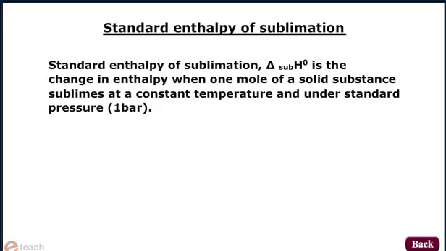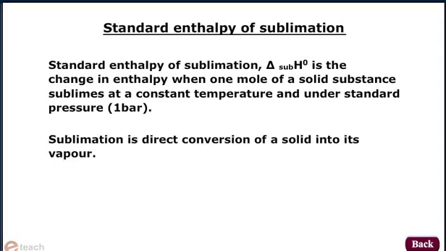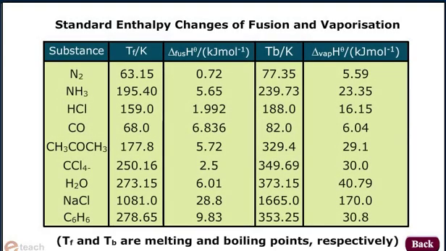We now study standard enthalpy of sublimation. Standard enthalpy of sublimation, delta H naught sublimation, is the change in enthalpy when 1 mole of a solid substance sublimes at a constant temperature and under standard pressure, that is 1 bar. Sublimation is the direct conversion of a solid into its vapor. A table for standard enthalpy changes of fusion and vaporization is shown.